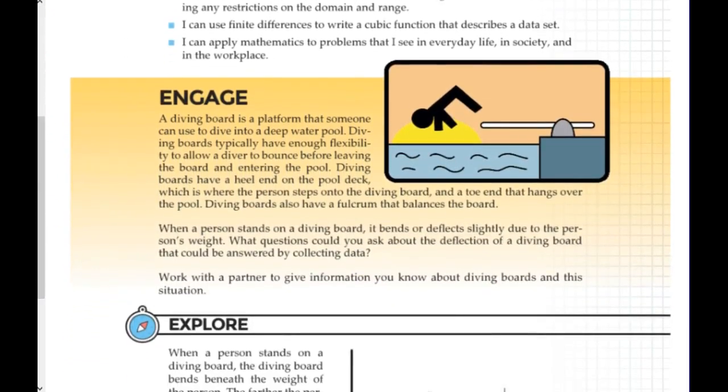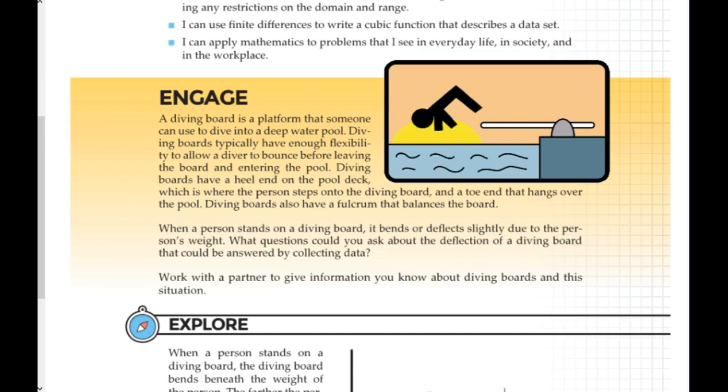A diving board is a platform that someone can use to dive into a deep water pool. Diving boards typically have enough flexibility to allow a diver to bounce before leaving the board and entering the pool. They have a heel end on the pool deck, where the person steps onto the diving board, and a toe end that hangs over the pool. Diving boards also have a fulcrum that balances the board.